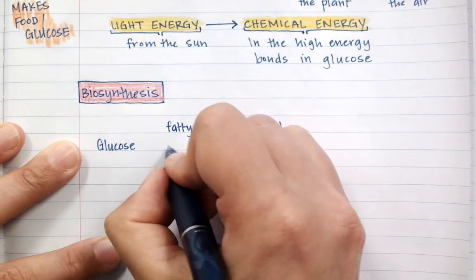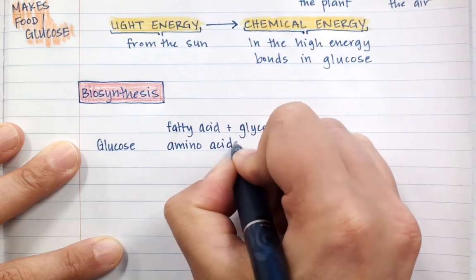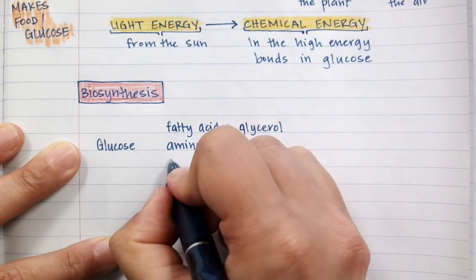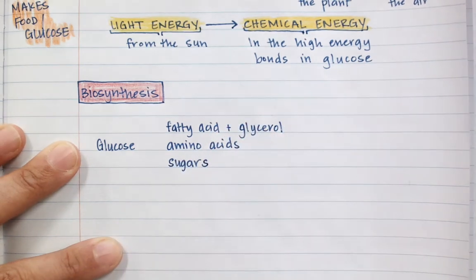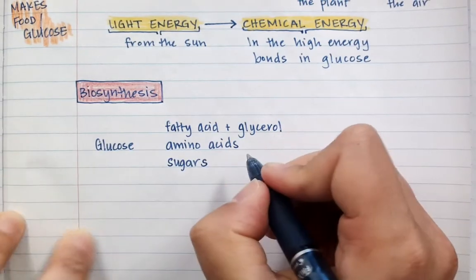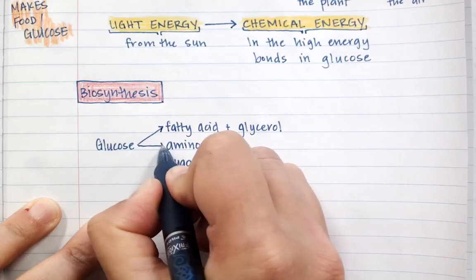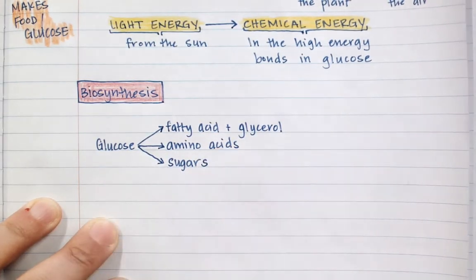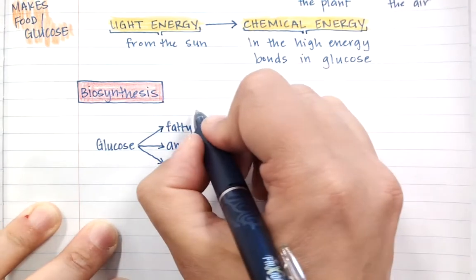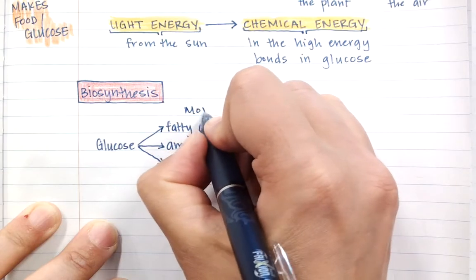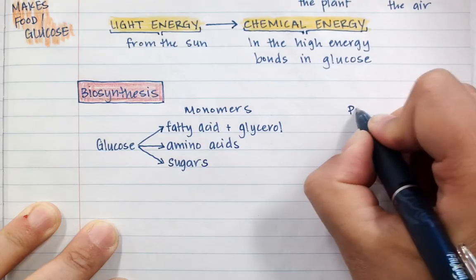Or glucose can be turned into amino acids, or it can be as itself sugar or more complex sugars like starches. So glucose can turn into any of these things. And then in biosynthesis, we know that these monomers get converted into polymers.